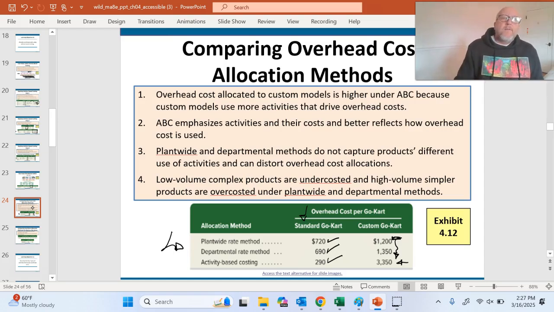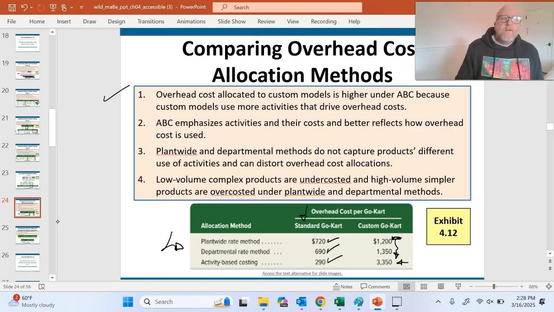And so now I think the box is saying overhead costs allocated to custom models is higher under ABC costs because custom models use more activities that drive overhead costs. So it's requiring more time and energy, and therefore it makes sense that we're going to be allocating the most to the custom bike or the custom go-kart. All right. I like point four. Low volume complex products are undercosted, and high volume simpler products are overcosted under plant wide and departmental.